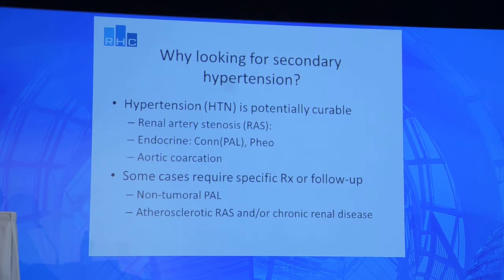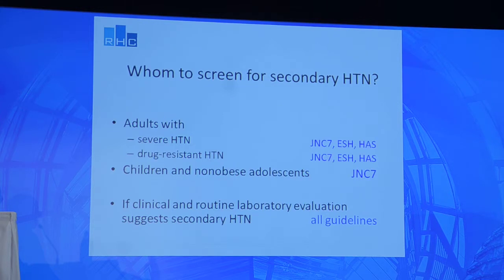So why do we look for secondary hypertension? Because we know that it's potentially curable in some cases, not so frequently. Renal stenosis, a lot of discussion today. Endocrine reasons, primary aldosteronism, pheochromocytoma, and other reasons. And of course, on top of that, some cases do require specific radiologic follow-up, like non-tumoral primary aldosteronism or renal stenosis or chronic renal disease.